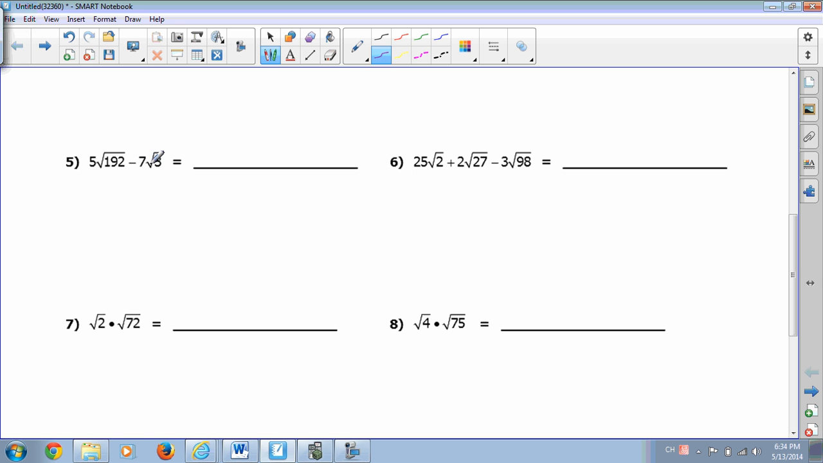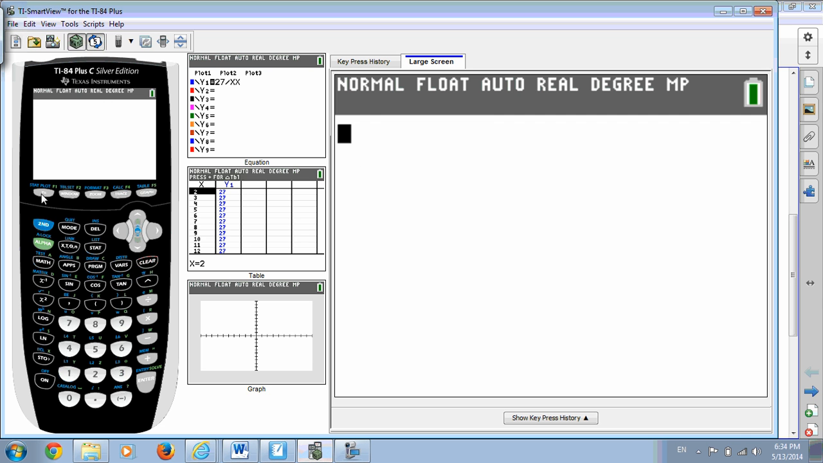Well, right now we don't have any matching radicals, numbers under the radical. We have a 192 and a 3. So we can't do anything until we simplify the 5 square root of 192. Well, 192 is a large number, so let's go to our calculator and see how we can simplify 192.